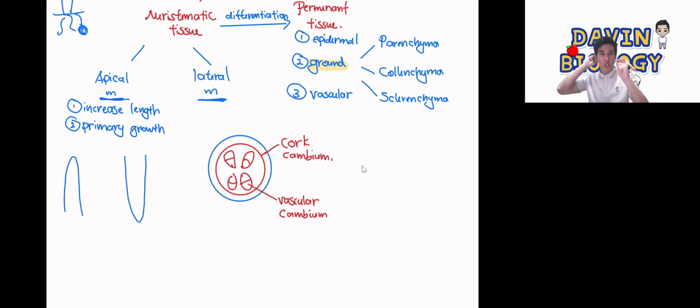Again, they are meristem, meaning they will undergo mitosis to grow. When these two rings undergo mitosis, they will become wider. So lateral meristem is to increase the diameter of the plant, which is what we call secondary growth.